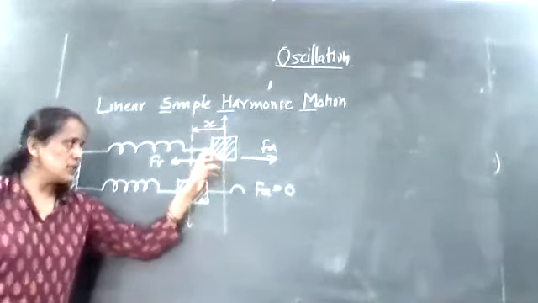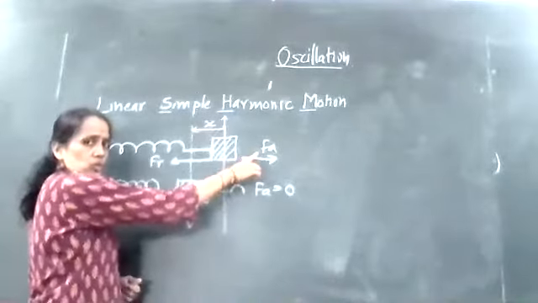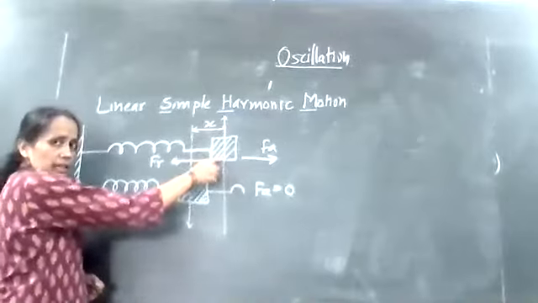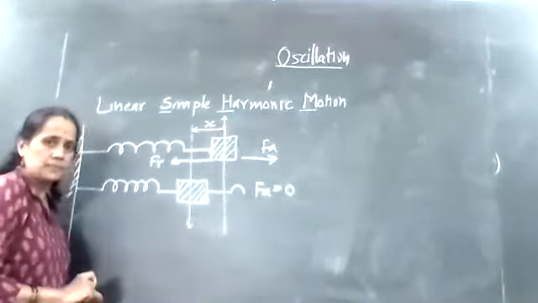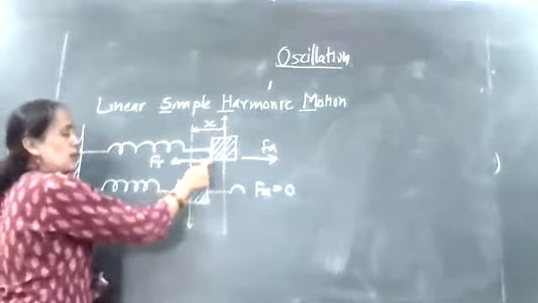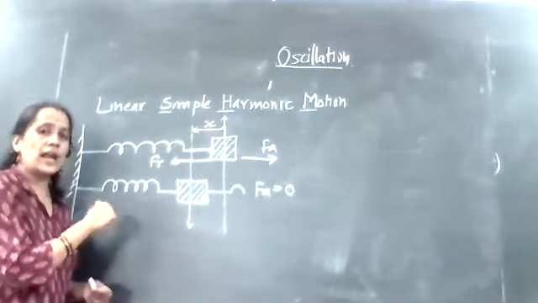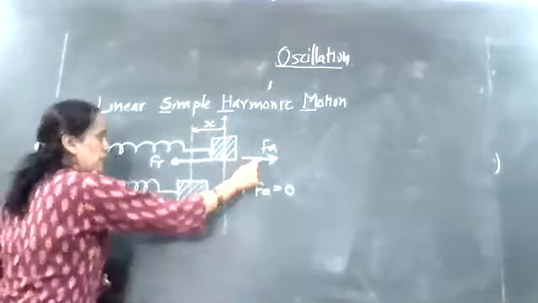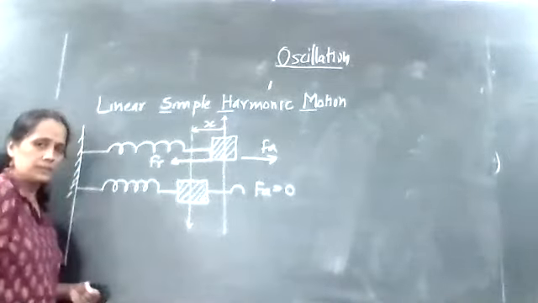So on this spring, two forces are acting. One is the applied force, which is away from the rigid support. Due to that, the spring will get extended to a certain displacement x. But due to the property of elasticity, the spring wants to restore its original position. So that force is called a restoring force. Means your applied force and your restoring force, their directions are opposite.